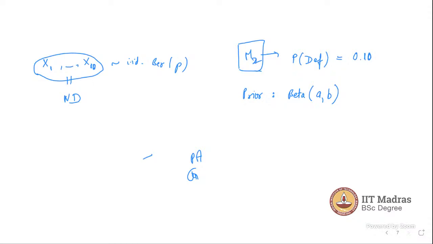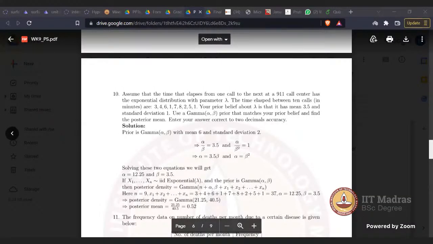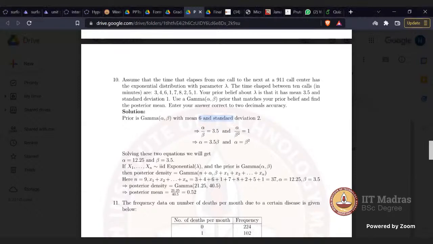Okay, so if you look at the 10th, I will share the screen. Just see here. It says, assume that the time elapsed from one call to the next at a 911 call center has the exponential distribution with parameter lambda. And your prior belief about lambda is that it has mean 3.5 and standard deviation 1. So here it has been explicitly mentioned in the problem that this is your prior belief.